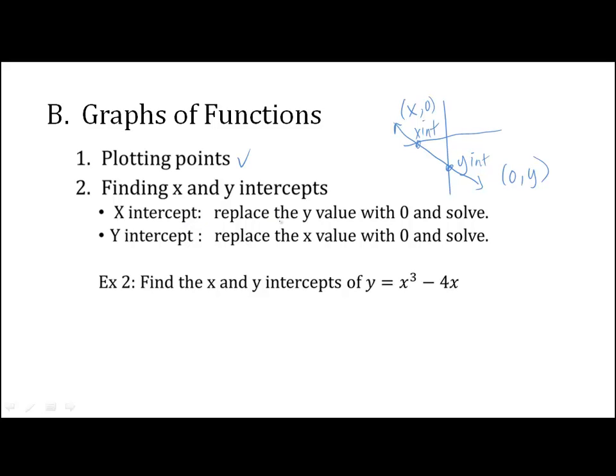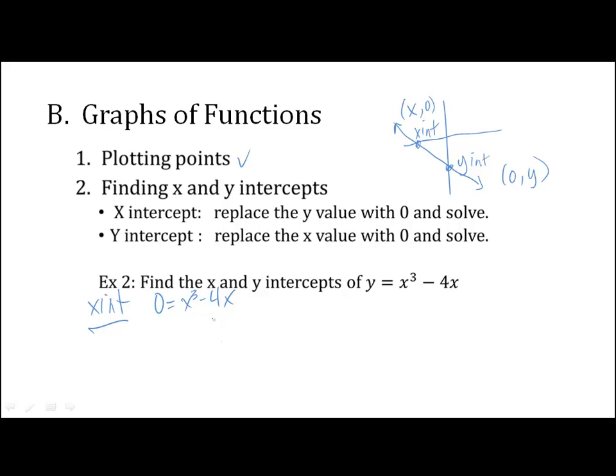To find the x-intercept, you replace the y value with a 0 and solve it. To find the y-intercept, you replace the x value with a 0 and solve it. So let's do that with this example. Find x and y-intercepts of y equals x cubed minus 4x. If I do x-intercepts first, it says to replace the y with a 0. 0 equals x cubed minus 4x.